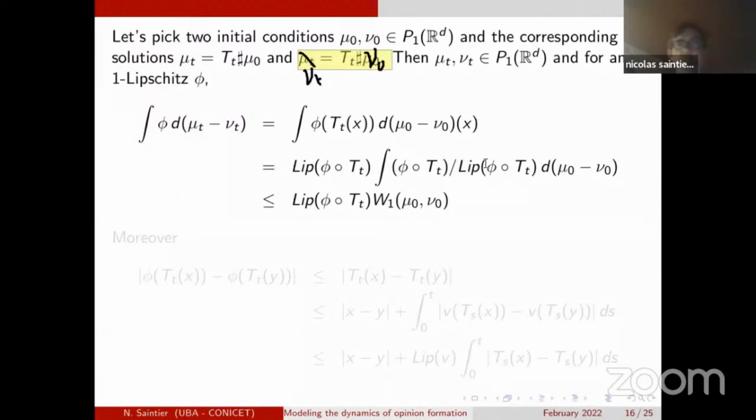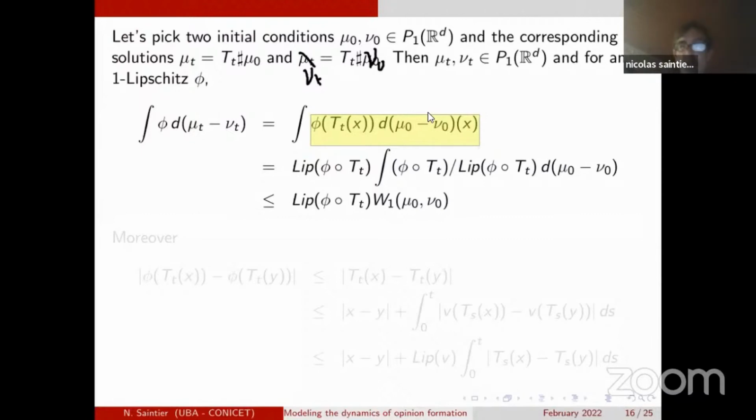So I pick a test function phi, which is 1-Lipschitz, and I want to estimate this integral, because later I would want to take the supremum of this integral over any phi. And I would very much like to make the distance between mu naught and nu naught appear on the right hand side. First, just by the very definition of the push forward, this integral is this one, exactly. This is the definition of the push forward by the flow T sub t.